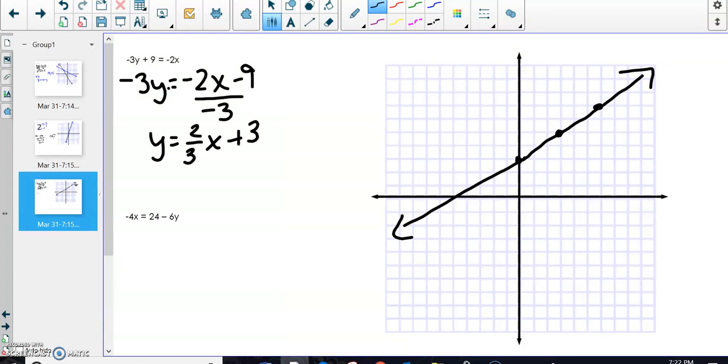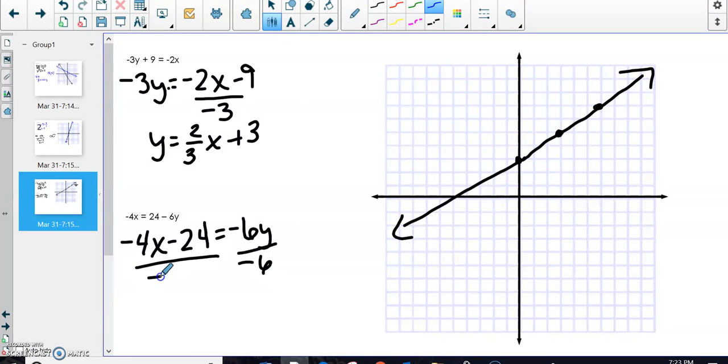And we're going to solve for y on the second equation. So let's move the 24 over. So I'm going to subtract 24 from both sides. So negative 4x minus 24 is equal to negative 6y. I'm going to divide everything by negative 6. And if I simplify 4 over 6, that's going to give me a positive 2/3 x, and then plus 4 equals y. This time you're going to notice the slopes are the same, but we have a different y-intercept.